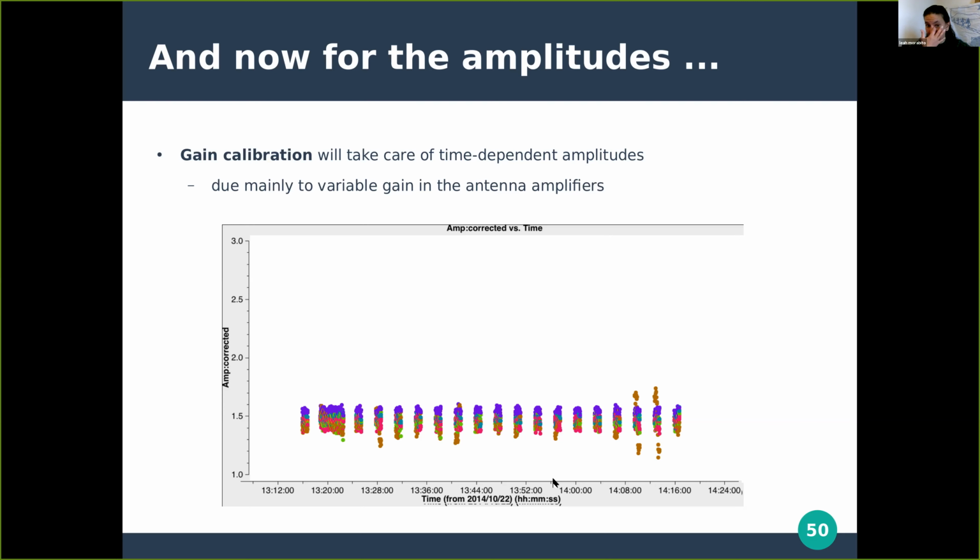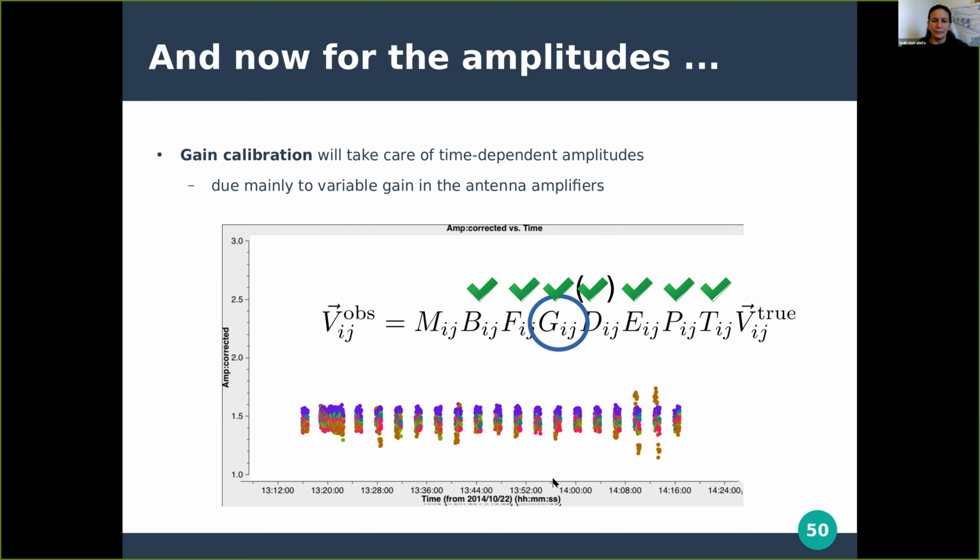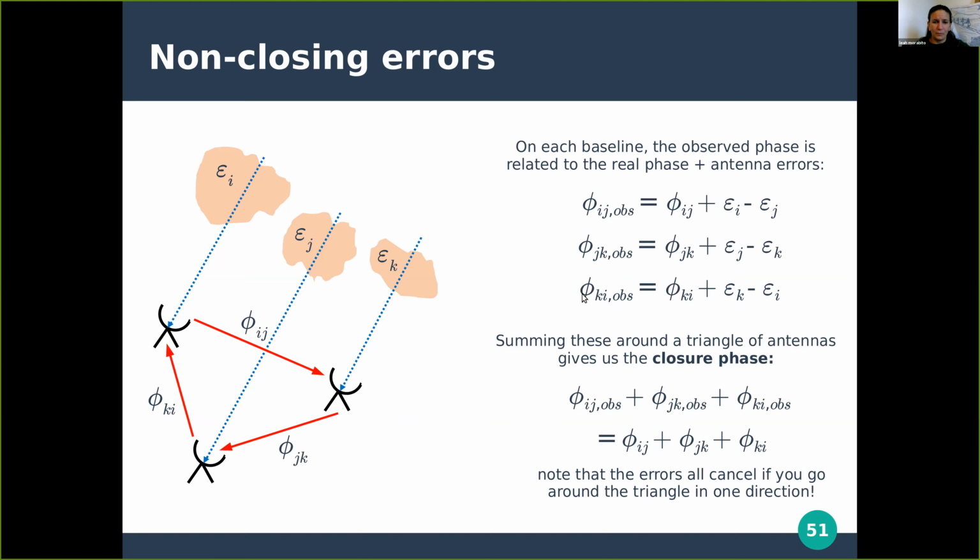Okay, and so we can use, again, a model of our secondary calibrator to solve for these gain calibrations. And then that's this Jones matrix here. So you'll note that we have one Jones matrix left. This is for non-closing errors, which we'll talk about, but we have to talk about what closure quantities are before we can talk about what non-closing quantities are.